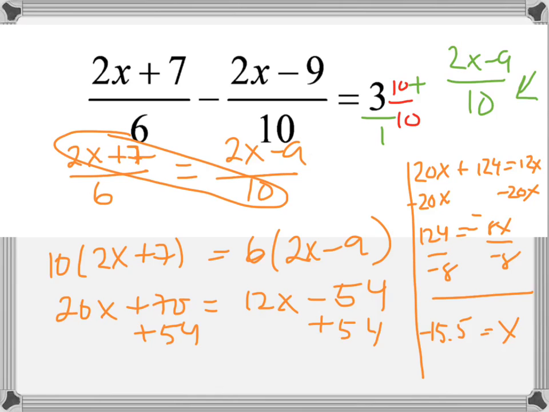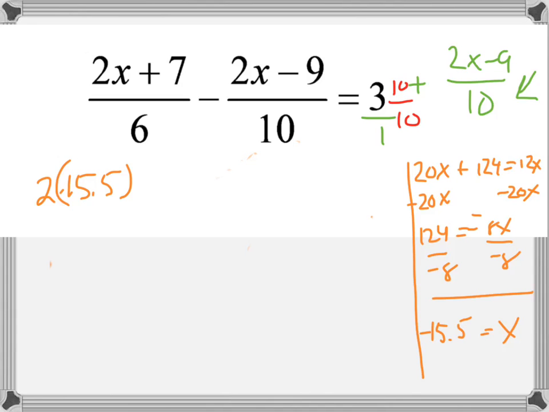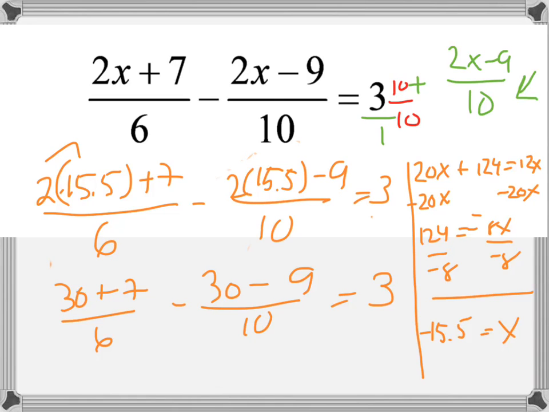Actually, it's pretty easy to check using this because the x's are always multiplied by 2. So I'd have 2 times negative 15.5 plus 7 over 6 minus 2 times negative 15.5 minus 9 over 10 should be equal to 3. So that's negative 31 plus 7 over 6 minus negative 31 minus 9 over 10 should be equal to 3. Well, that's negative 24 over 6 minus negative 40 over 10 equals 3. And then, let's see here.